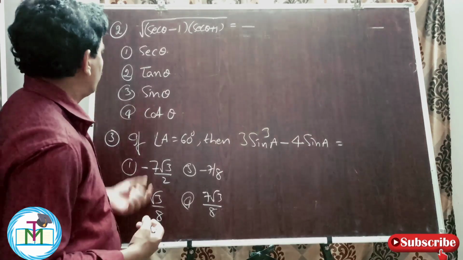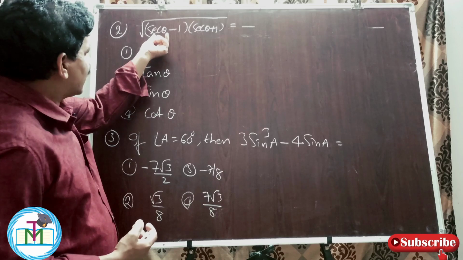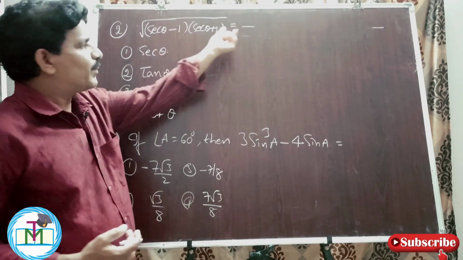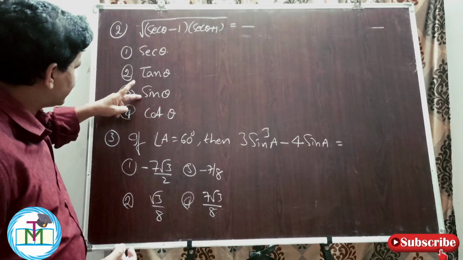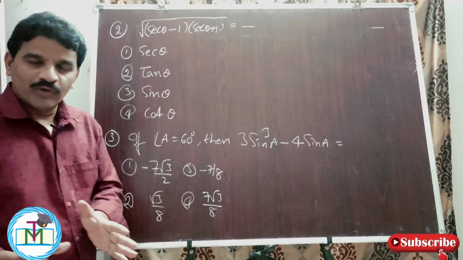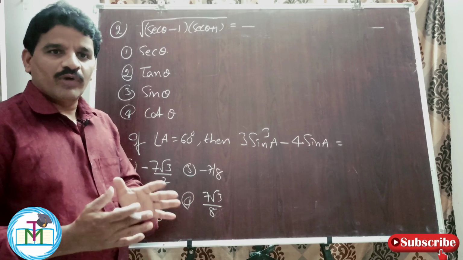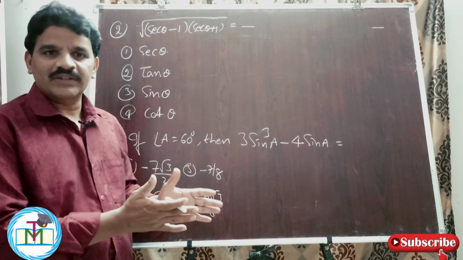Now question number 2: under root of secant theta minus 1 into secant theta plus 1 is equal to how much? Let us see the answer. Secant theta, tan theta, sin theta, cot theta. We know that in trigonometric identities, sin square theta plus cos square theta equals 1.